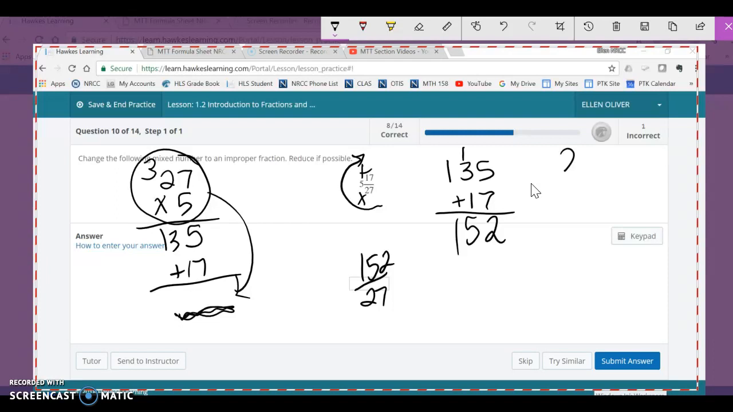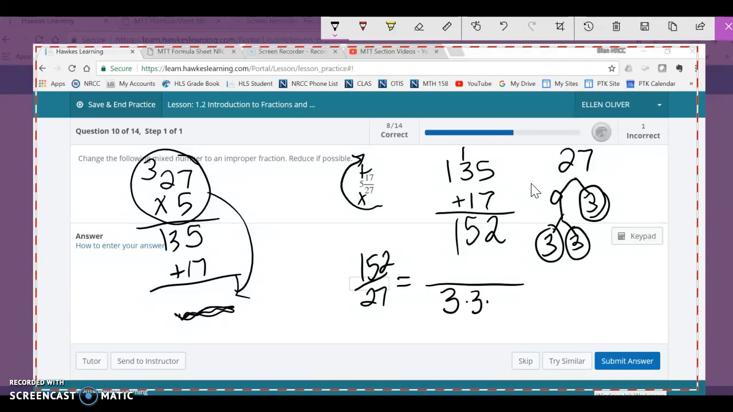So 27, you look on your chart, 9 times 3, 3 is prime. 9 is 3 times 3. Again, I know I'm going fast. You will get better at this. You'll get fast at this as you do more practice. But there's 3 3s on the bottom of this fraction. So the only way it will reduce is if 3 goes into 152.